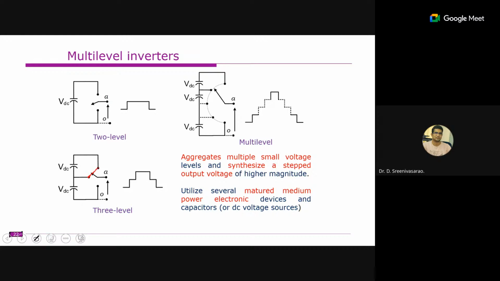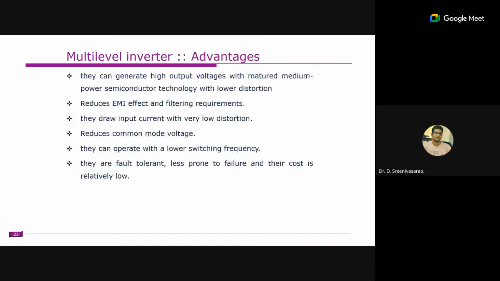Another thing is that if you are connecting a switch between these two, the blocking voltage of that switch need not withstand the full voltage. Only a portion of the voltage is what the switch is supposed to block. Even though the converter is of a high rating, if you have one more source, 4 VDC, each switch is supposed to block only VDC voltage, not the entire DC link voltage. So this is an advantage.